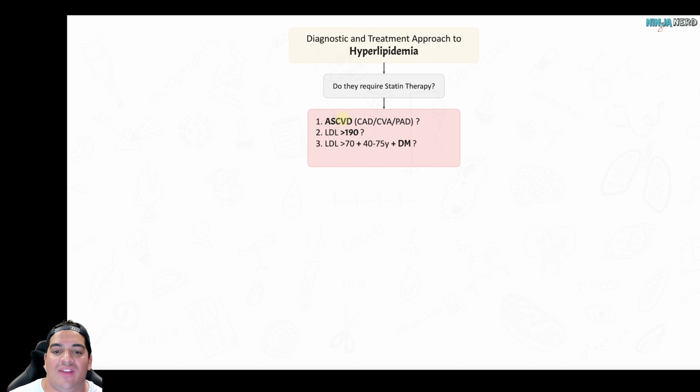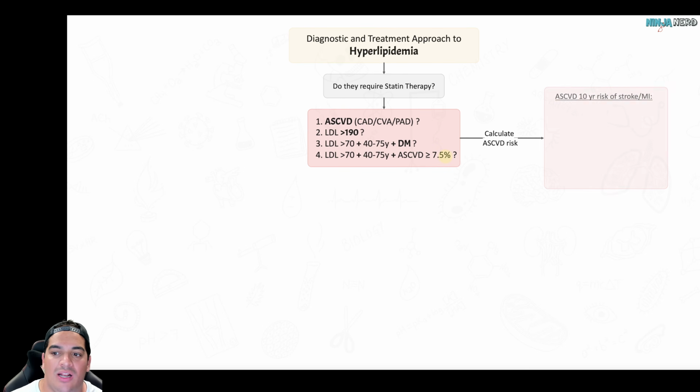The third one is do they have diabetes? Diabetes is a huge risk factor for a lot of vascular diseases, but on top of that, when your age starts increasing to at least 40 to 75 and the LDL is greater than what we would want, especially 70, your risk of atherosclerosis and disease processes increase significantly. So these patients need statins. And lastly is the patient who's not a diabetic, but their atherosclerotic cardiovascular disease risk comes out to be greater than or equal to 7.5%. And the way that we determine that is we plug it into a calculator, and it looks at a lot of different risk factors. But the whole point is what's the 10-year risk of a patient developing a stroke or MI because of their hyperlipidemia or other risk factors.